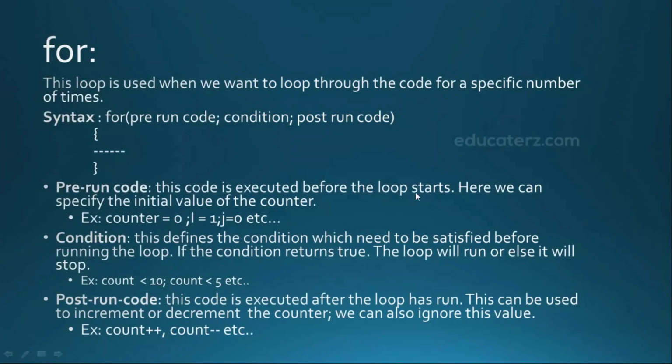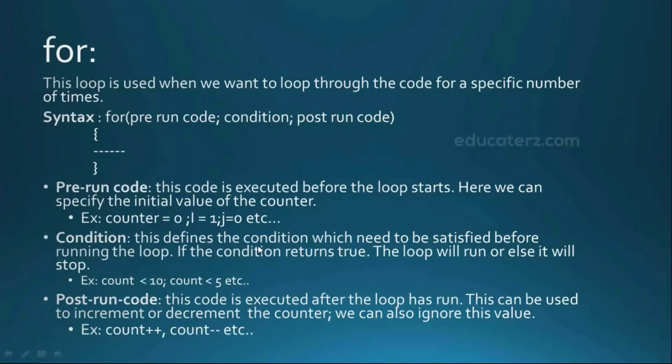Pre-run code is executed before the loop starts. Here we can specify the initial value of the counter. This means before the loop starts, if you want to initialize some variables or execute some kind of code, you can do it in the pre-run code. For example, I want to initialize counter equal to 1, or i equal to 1, or j equal to 0, etc. In this way we can use the pre-run code to initialize variables.